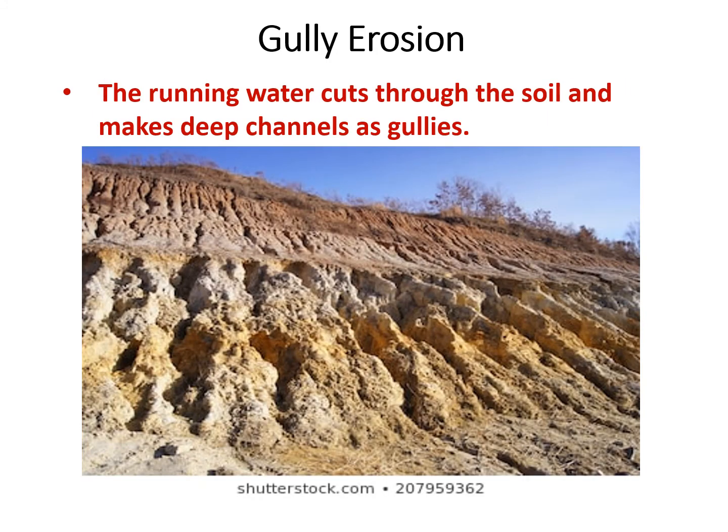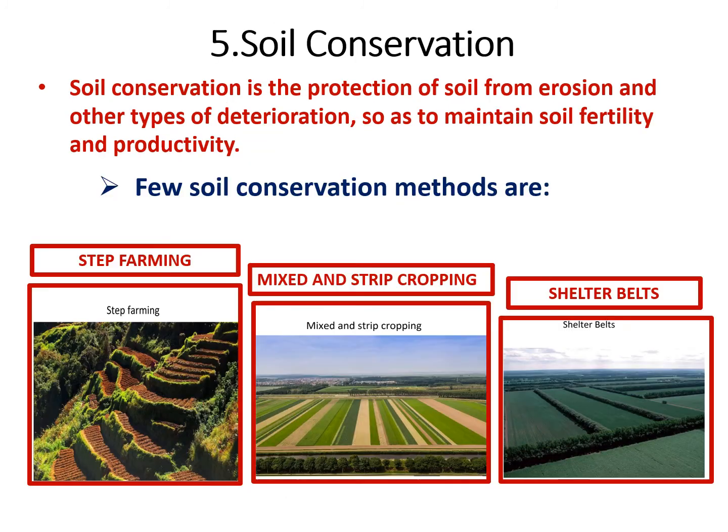Gully erosion. The running water which cuts through the soil and makes deep channels as gullies leads to erosion. This kind of erosion is called gully erosion. When there is soil erosion, it is important to have soil conservation. Soil conservation is the protection of soil from erosion and other types of deterioration so as to maintain soil fertility and productivity. Now, what are the different ways of conserving soil?